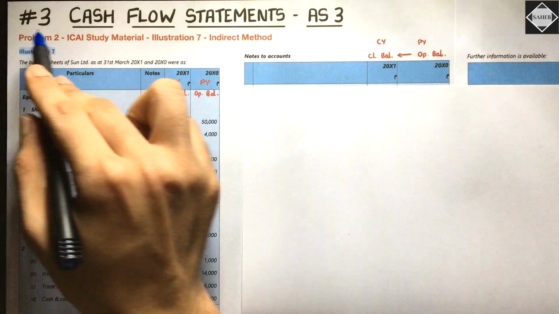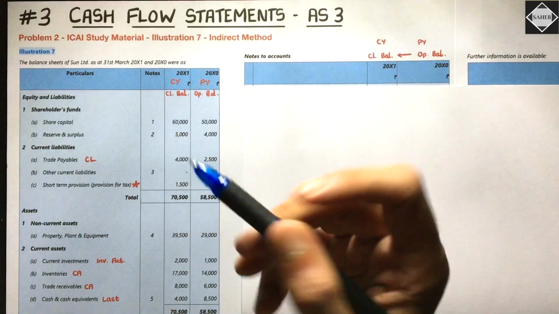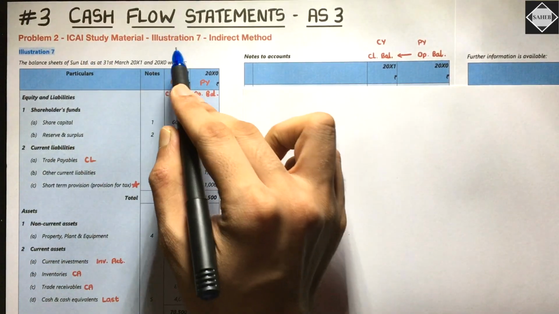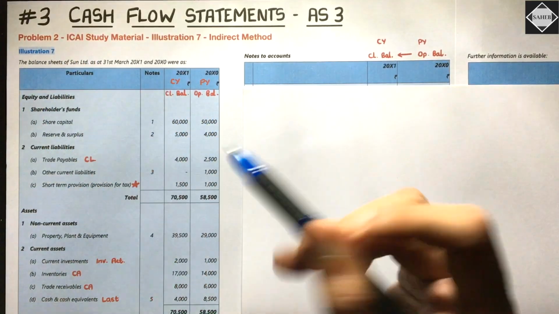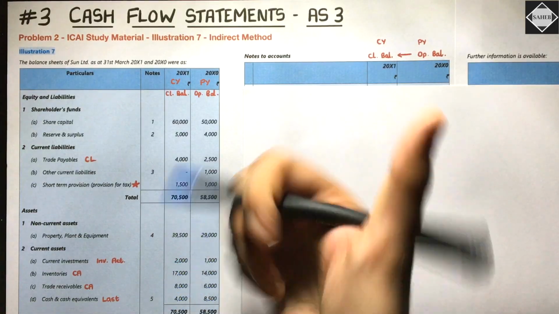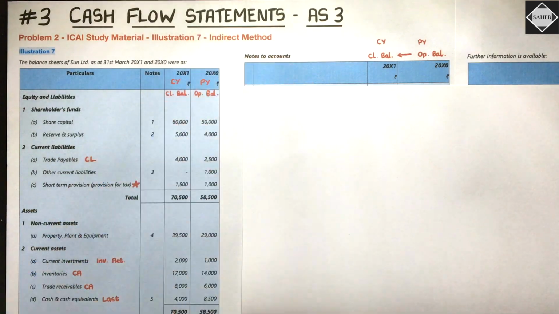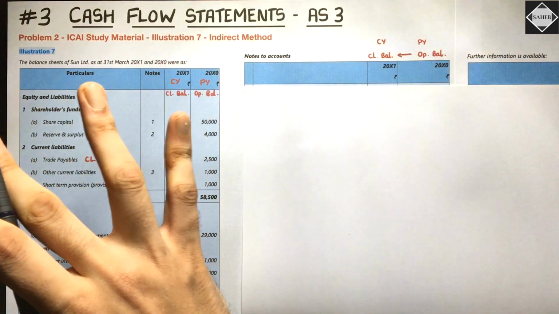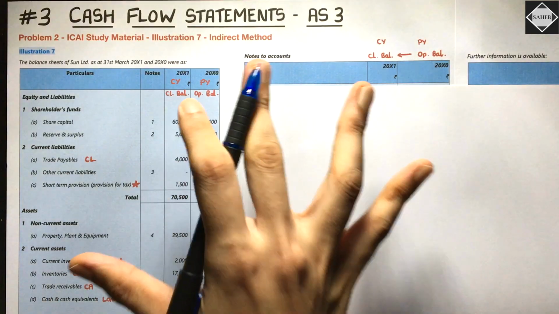Today in this third video of the cash flow statement chapter, we are going to solve our second problem, and the question is from ICAI study material, illustration 7. The name of the question is Sun Limited. In the previous video we solved illustration 6, Ryan Limited, and in the first video we saw the whole concept of this chapter with adjustments, format, technique and lots of things. So please watch the previous videos first and then come back to this video. If you are already clear with the concept, then let's go ahead and solve this question.